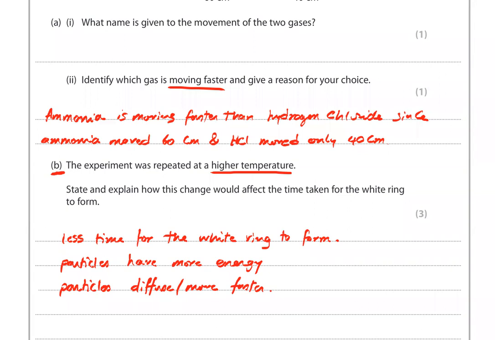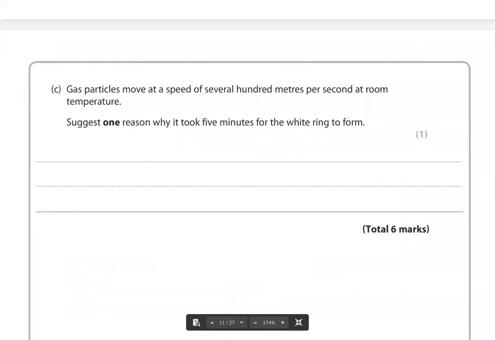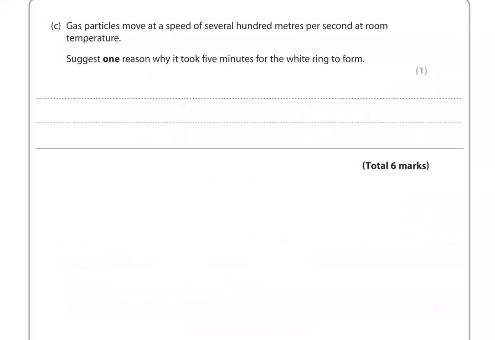That was question B. C. Gas particles move at a speed of several hundred meters per second at room temperature. Suggest one reason why it took 5 minutes for the white ring to form. You can say, guys, that the particles, which are molecules of ammonia and hydrogen chloride, collide with the air molecules, which are nitrogen, oxygen, carbon dioxide and argon, but argon is atoms, found at the end.